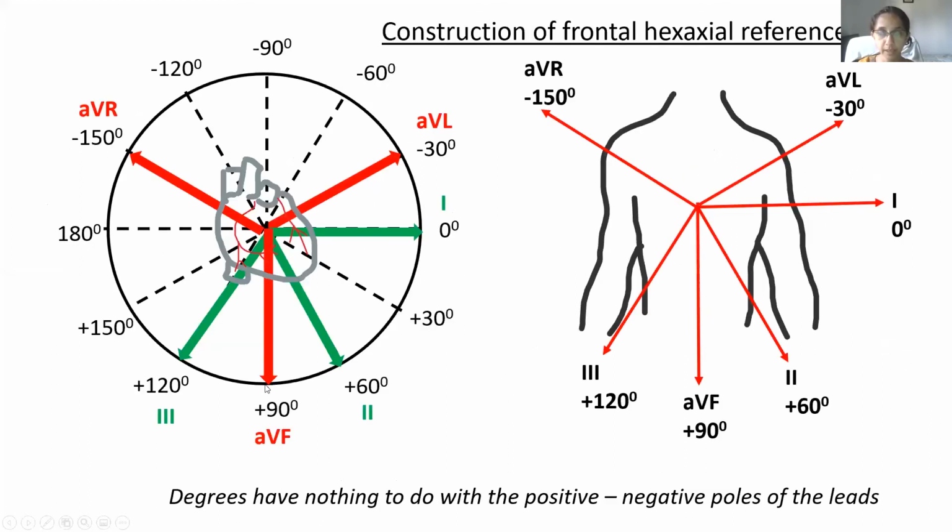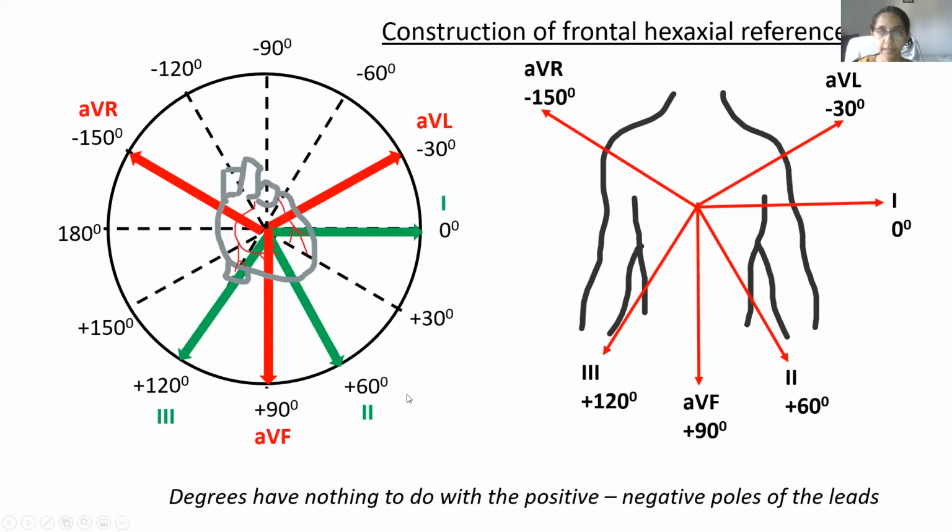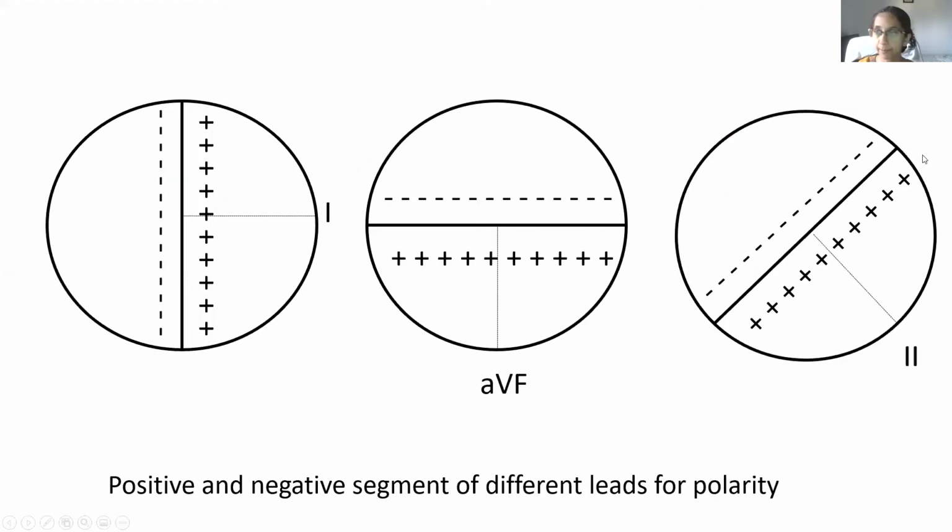Similarly, if I come to AVF, I know that this is positive for me and this is negative for me. So the lower half circle is positive AVF and the upper half is negative AVF. Now similarly, if I think about lead 2, I know that lead 2 is positive here and negative at minus 120. So I make my half circle this way. This portion is going to be lead 2 positivity and this portion is going to be lead 2 negativity.